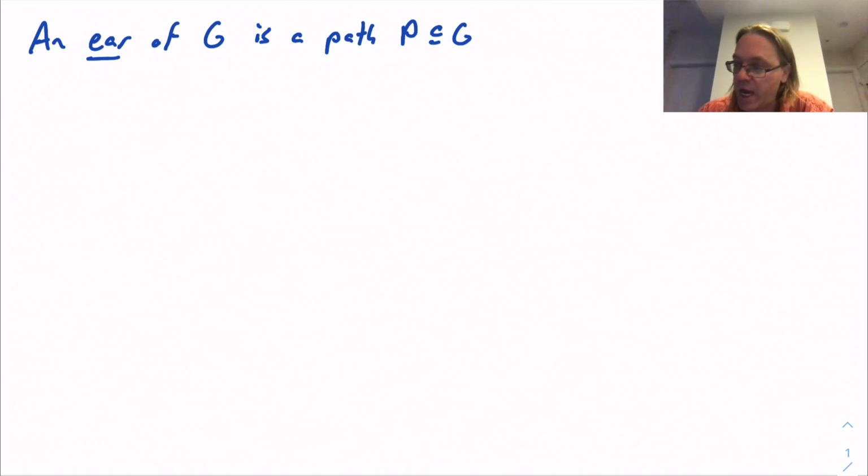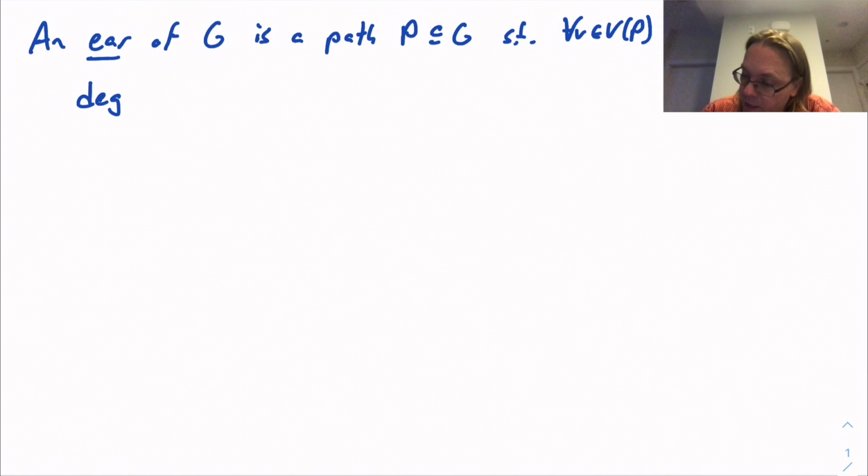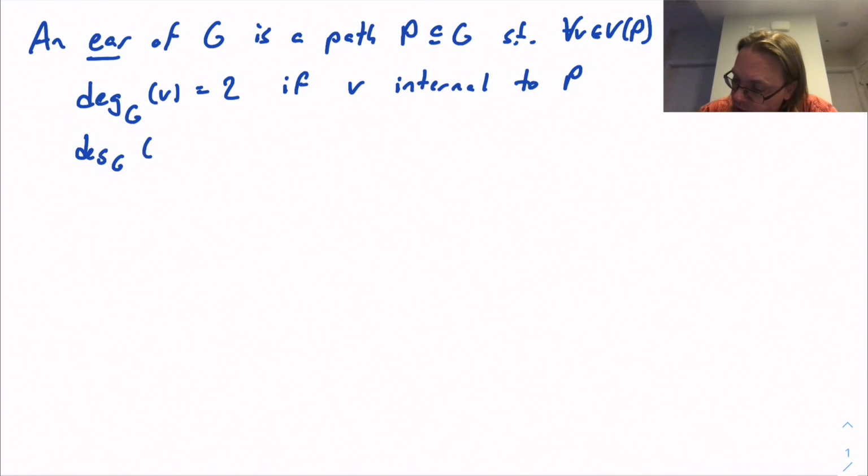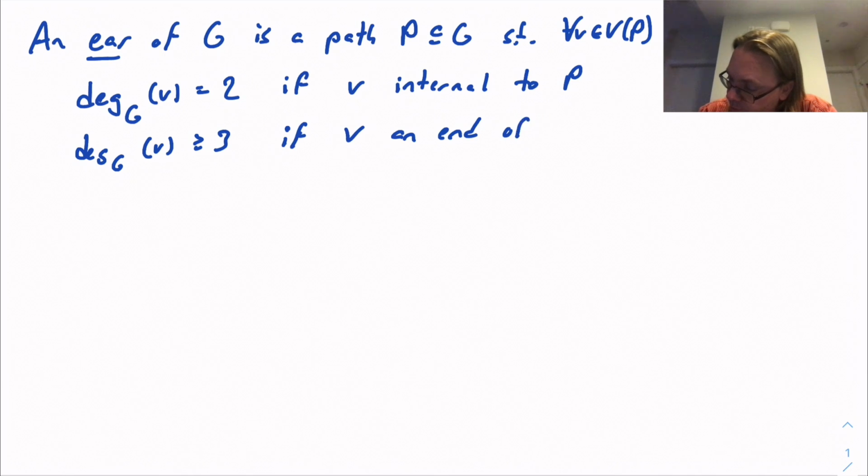So an ear of G is a path such that for every vertex of P, one of two things happens. The degree in the original graph G of v is equal to 2 if v is an internal vertex, not one of the ends. And the degree in the original graph G of v is at least 3 if v is an end of P. So that's our definition. So that's an ear.